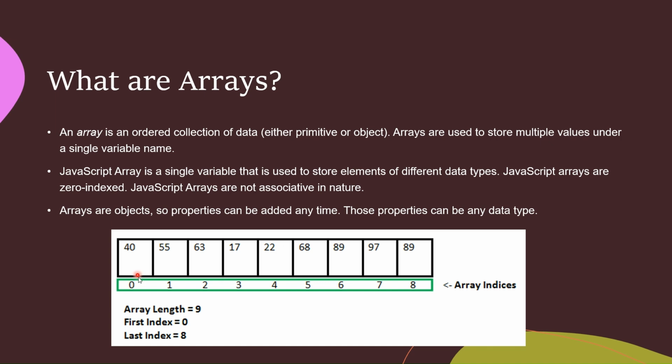From this picture, you can visualize an array as boxes that are sitting all together. The first box, second box, third box, you can imagine them like a position or space in memory. And arrays are zero indexed. That means the index starts from zero. Here the first element is index 0, the second element is index 1, and so on. For this example, the array length is 9. The first index is 0. The last index is 8.